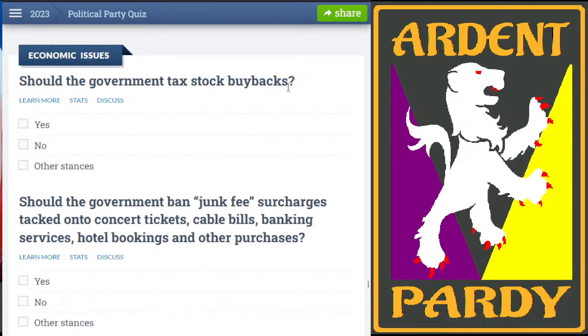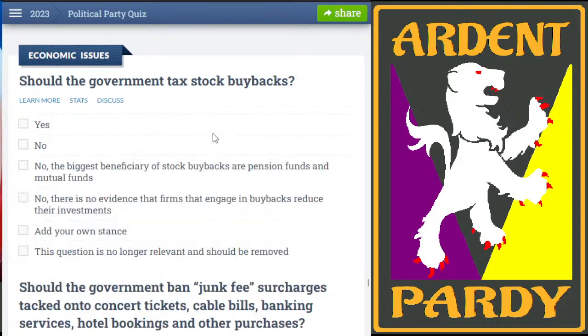Should the government tax stock buybacks? I'm looking at the other stances because I'm not exactly sure what a stock buyback would be. I have an idea, but I'm wondering if it's the government that does it. Obviously not. Never mind. Pension funds and mutual funds. There is no evidence that firms that engage in buybacks reduce their investments.